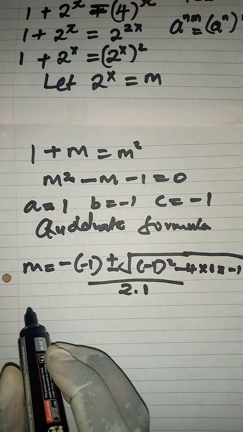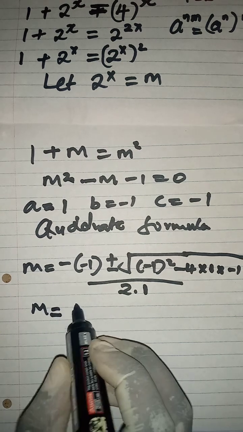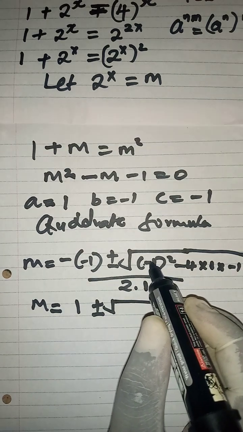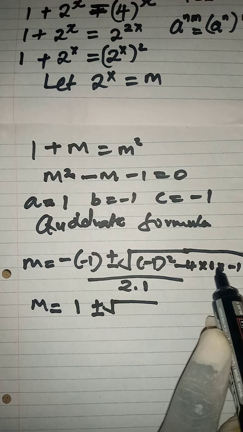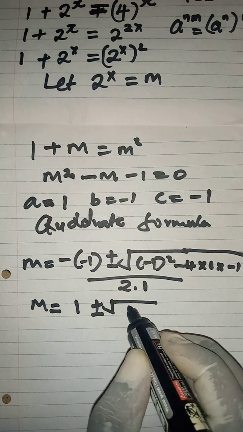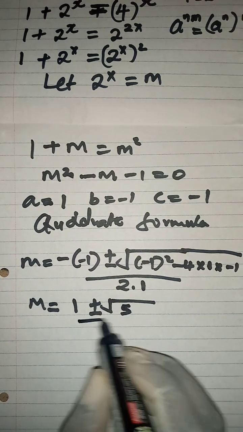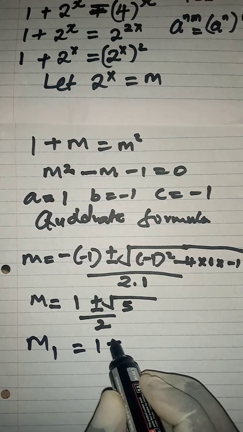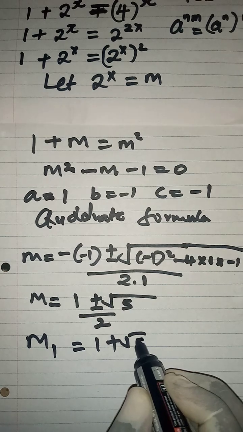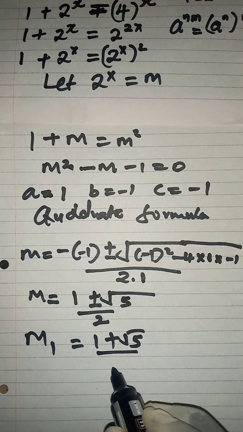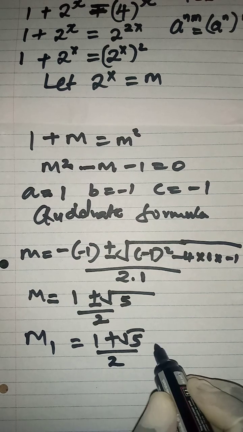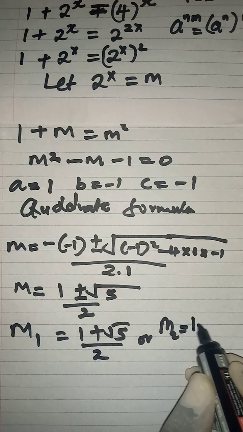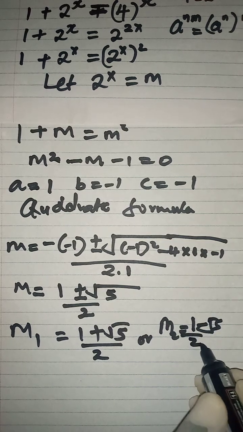Solving it further, I'm going to get m is equal to 1 plus or minus the square root of, when I square negative 1, I get 1. Then this is positive 4. So of course that is 5, all over 2. I'm going to have the two values of m as, one is 1 plus root 5 divided by 2, and another one is 1 minus root 5 over 2.